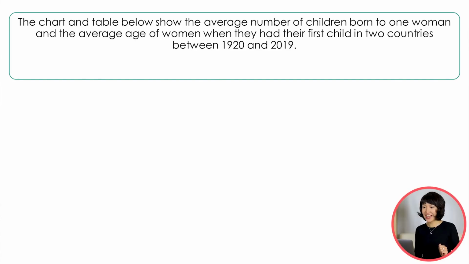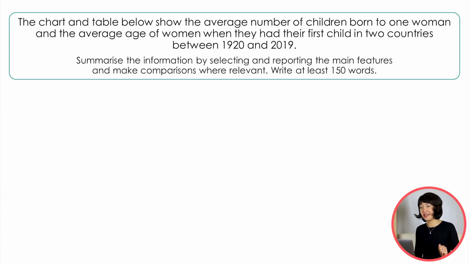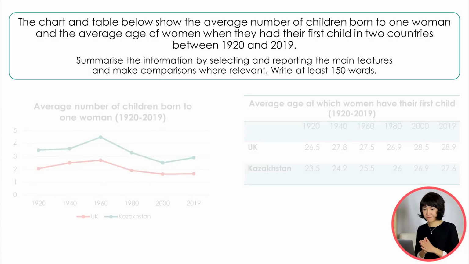Let's have a look at our task. The chart and table below show the average number of children born to one woman and the average age of women when they had their first child in two countries between 1920 and 2019. Summarize the information by selecting and reporting the main features and make comparisons where relevant. Write at least 150 words.